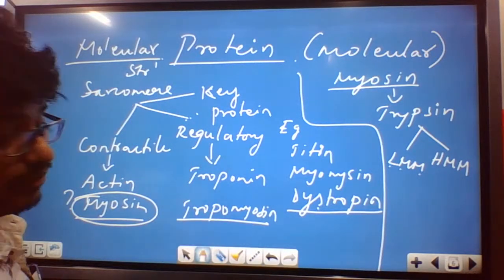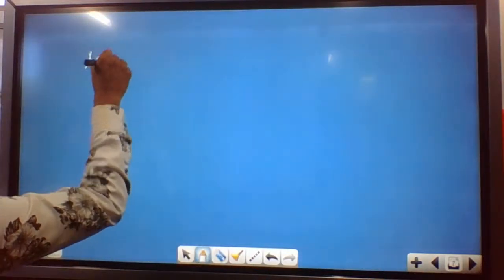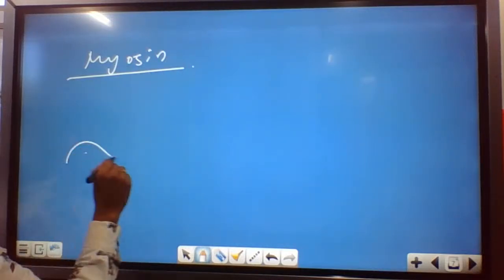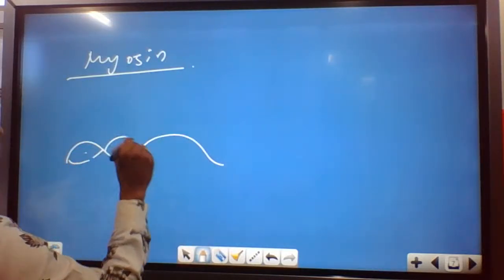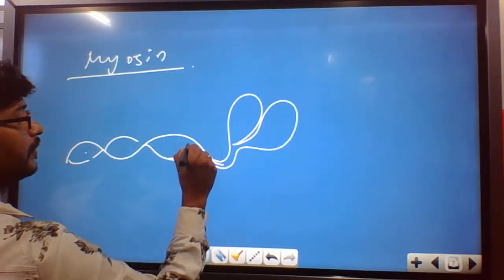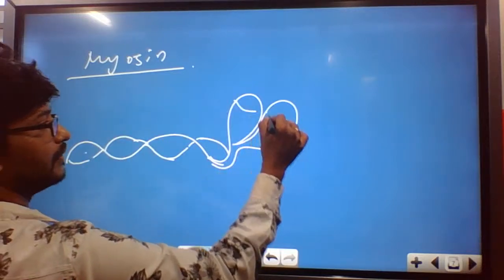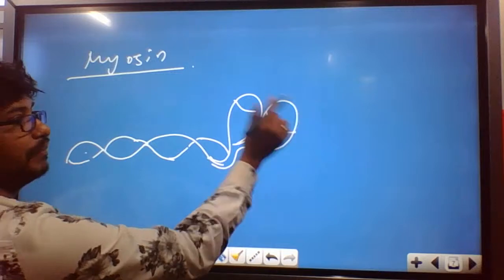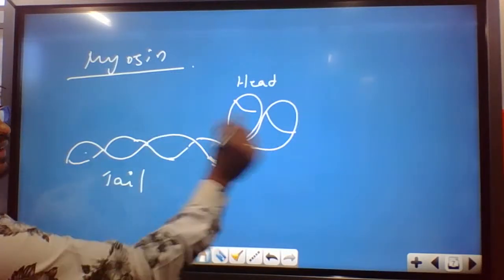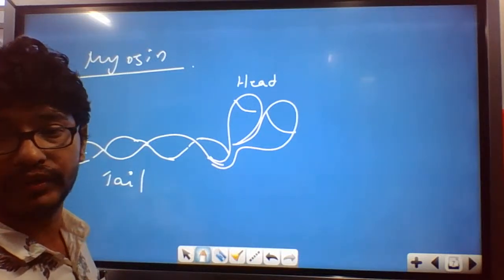When you look at the structure of myosin, you get a structure like this, a double structure actually. This is the head part, and this is your tail part. We have the head meromyosin and LMM, HMM, that is light meromyosin and heavy meromyosin.